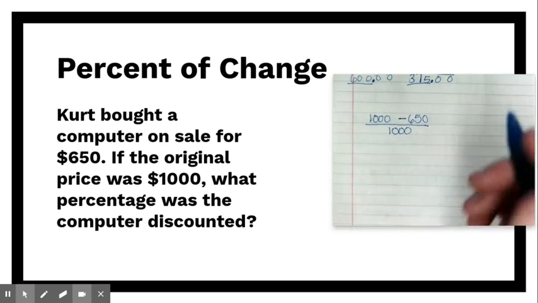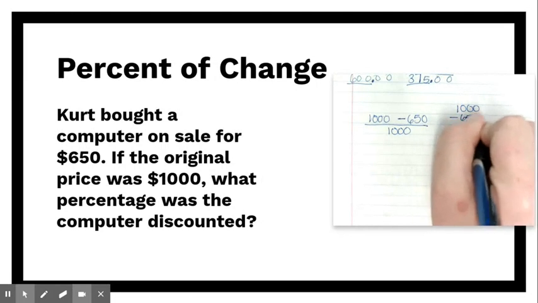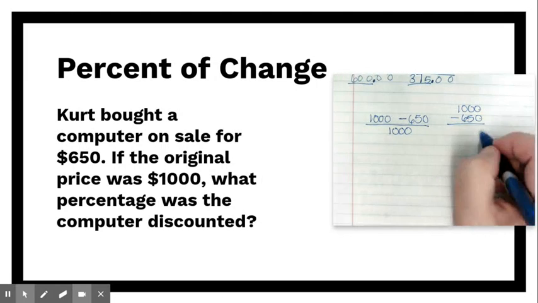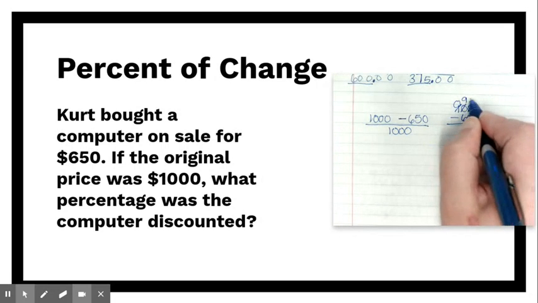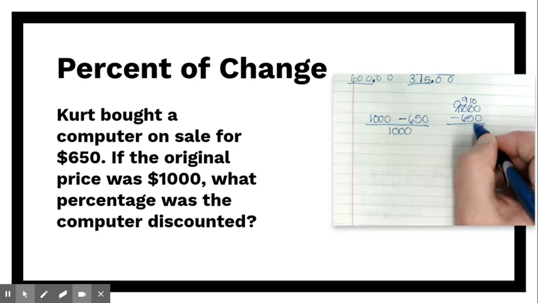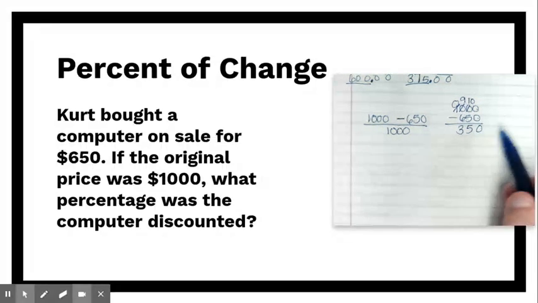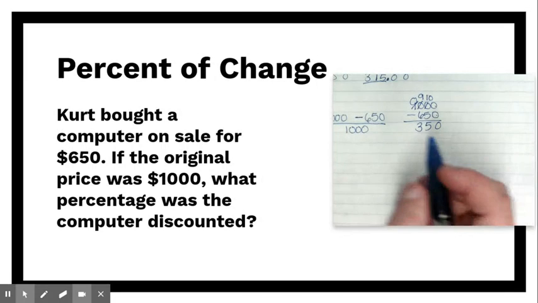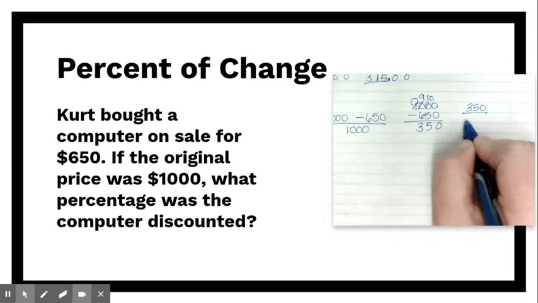Okay, so let's see. 1,000 minus 650. 0 minus 0 is 0. I can't do that, so I've got to go borrow. That becomes a 9. That becomes a 10. 10 minus 5 is 5. 9 minus 6 is 3. 350. And then we're going to do 350 divided by 1,000. So 350 divided by 1,000.